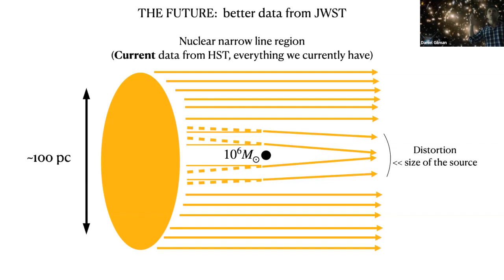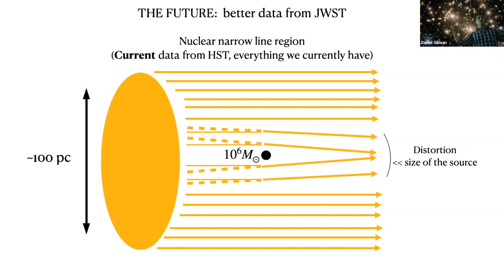It's the nuclear narrow line region around the background quasar, right? So if you imagine that this is a 10⁶ solar mass halo, its deflection angle is much smaller than the angular size of the source. And that's why we can't detect them, right? What determines the detectability of a halo and the relative brightness of images is the deflection angle produced by that halo relative to the size of the source, right?